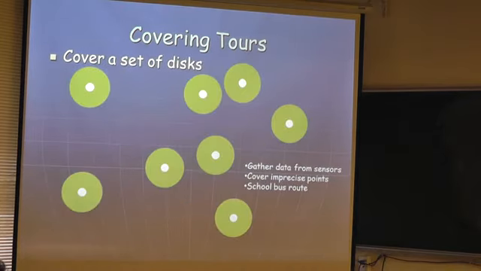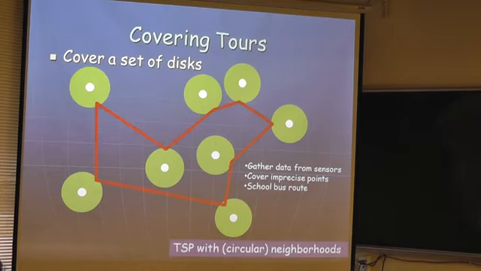A variant of this we're still studying is called the TSP with neighborhoods. If I give you not points, but say I give you disks, these are unit disks. Maybe I want to go around and gather data from sensors that are in the plane, or covering precise points, or school bus routes where kids are able to walk up to a certain amount. Find the shortest tour that visits a set of disks. That's a problem we call the TSP with neighborhoods, and we've been studying that for a long time as well.